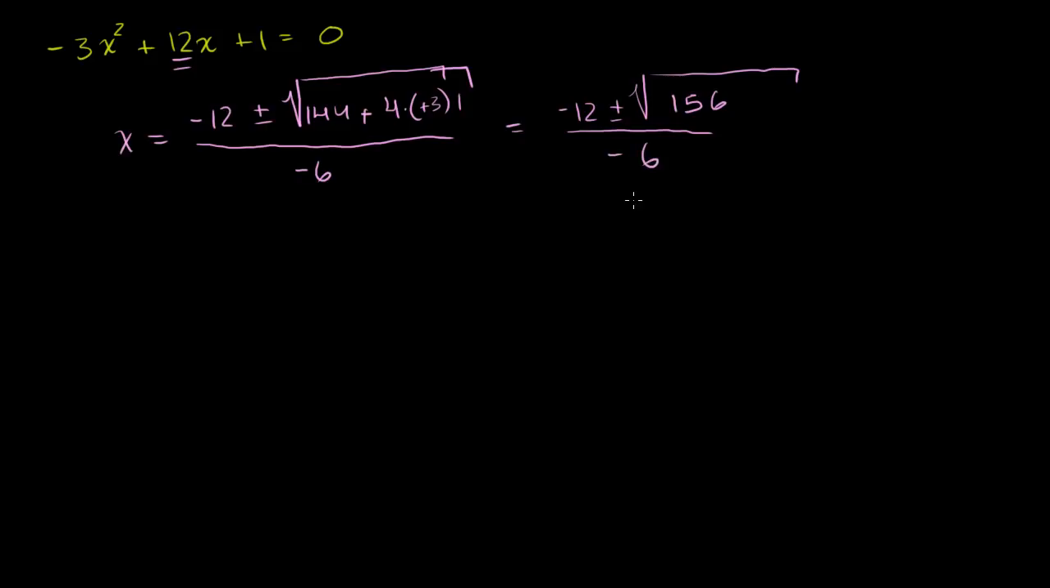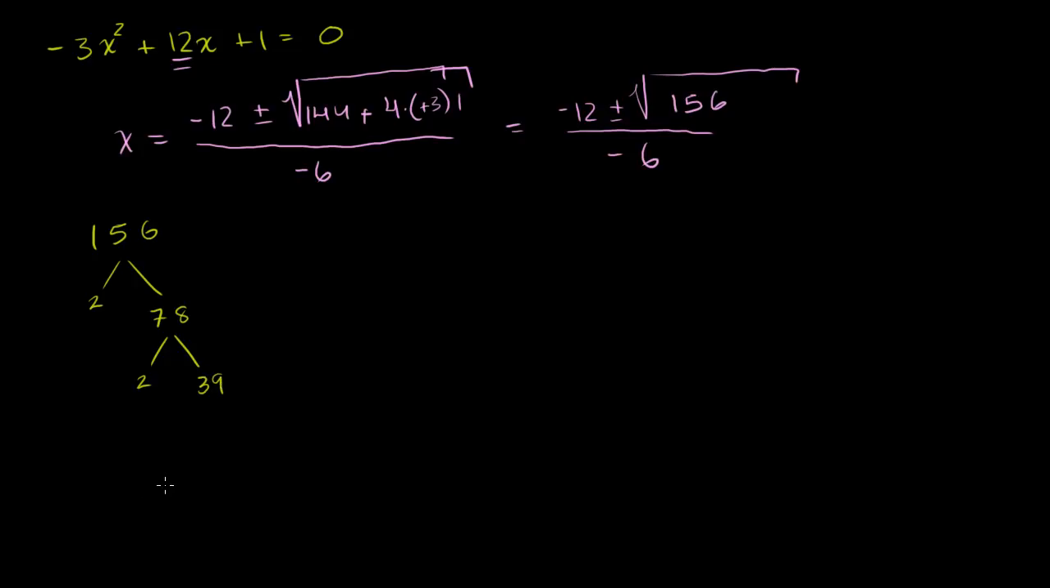Now, I suspect we can simplify this 156. We can maybe bring some things out of the radical sign. So let's attempt to do that. So let's do a prime factorization of 156. Sometimes this is the hardest part, simplifying the radical. So 156 is the same thing as 2 times 78. 78 is the same thing as 2 times what?